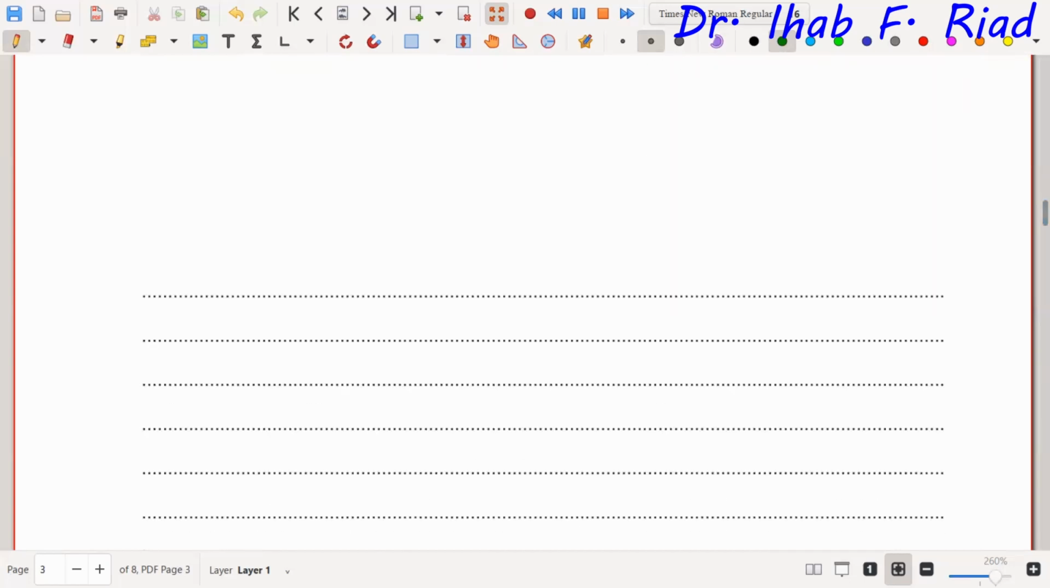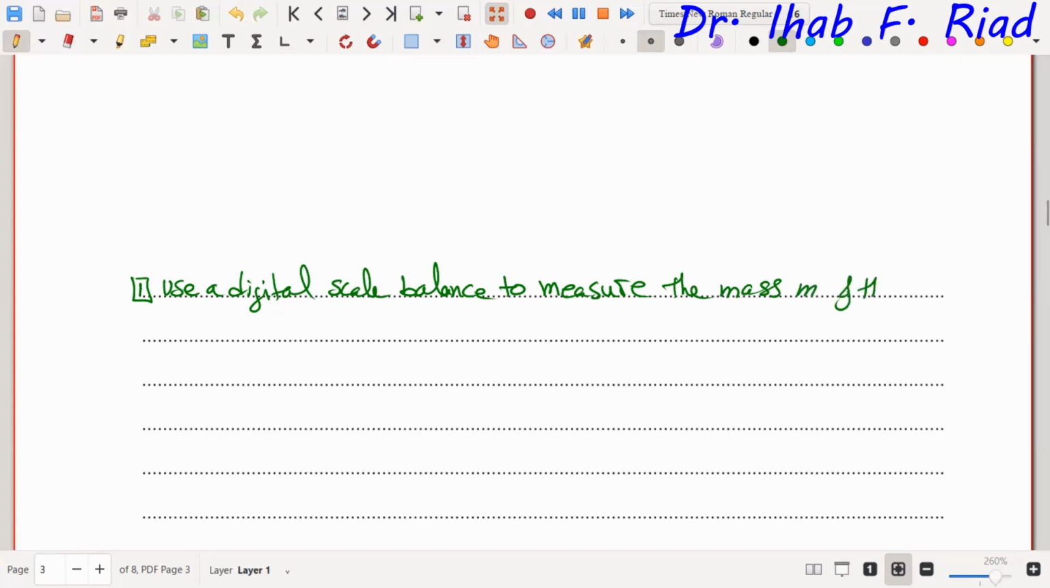Now, let us do that. We start by telling how we are going to carry out the experiment, right? Or what values we are going to measure. For example, the first one, we can say use a digital scale balance to measure the mass M of the cylinder.